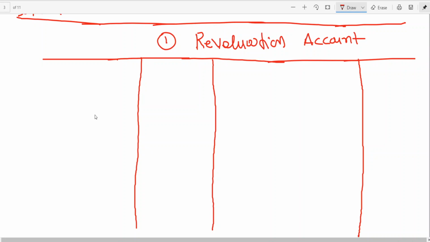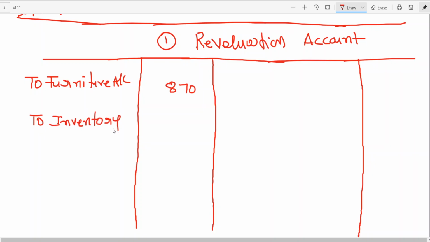Furniture is to be written down by 870 as given. What is the entry for written down value for writing off the asset? Revaluation account debit to furniture account, 870 rupees. Okay, and inventory to be depreciated by 5%. Inventory to be depreciated by 5%.